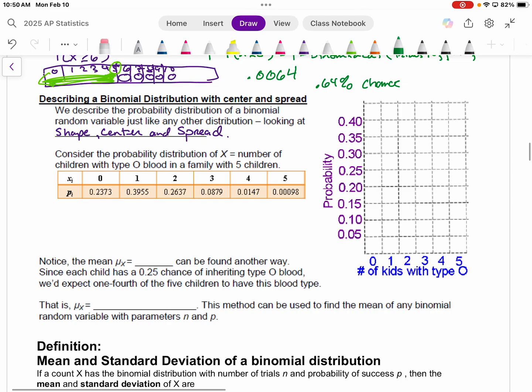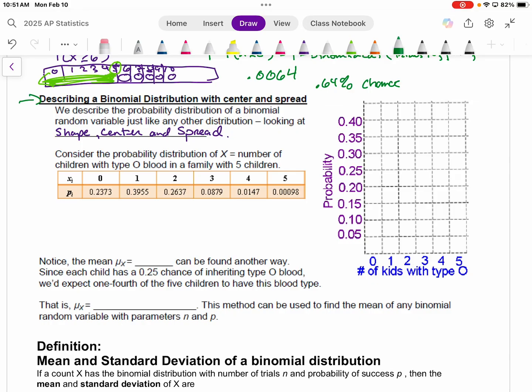All right, so when we describe a binomial distribution with center and spread, we describe the probability distribution of a binomial random variable just like any other distribution. We look at shape, center, and spread. Typically, we don't have outliers just because we have a fixed set of trials. Remember, we have a fixed number of trials, so you're not going to have some random value outside of your biggest number of trials. So when we look at the SOCS acronym, the outlier is not there because we really don't have one when you think about it.